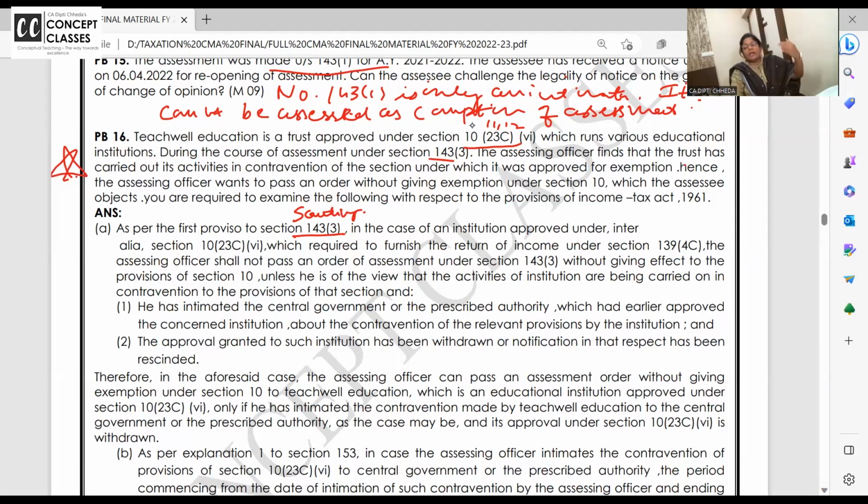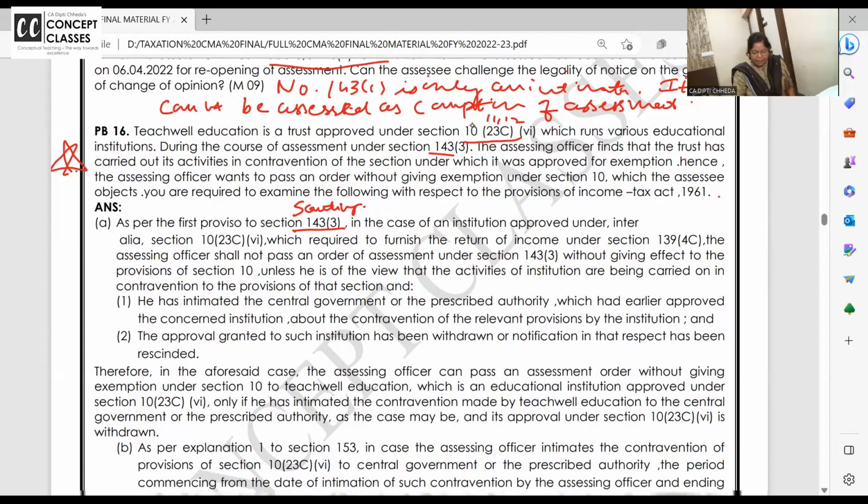You know, scrutiny kab hota hai? They call for detailed books of accounts. They may get it audited and validation officer. So detail checking ke waqt pata chala ki it is not working for object of trust. And hence AO wants to pass an order without giving exemption, to which SSC objects you are required to examine.